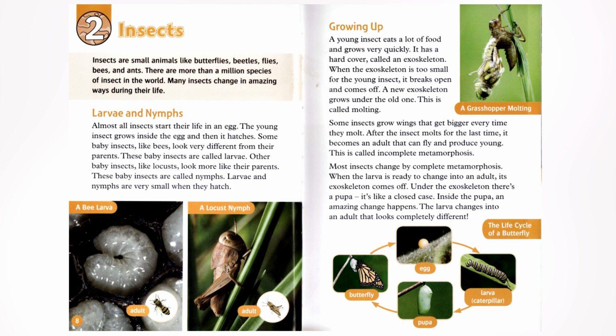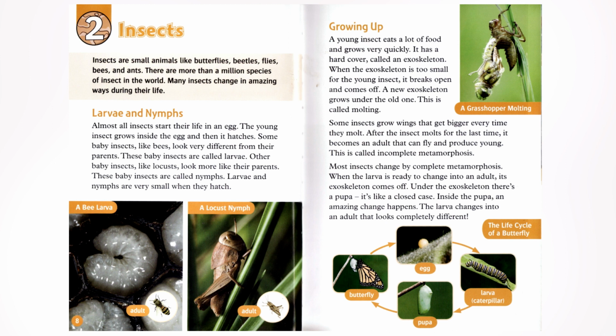Some insects grow wings that get bigger every time they molt. After the insect molts for the last time, it becomes an adult that can fly and produce young. This is called incomplete metamorphosis.